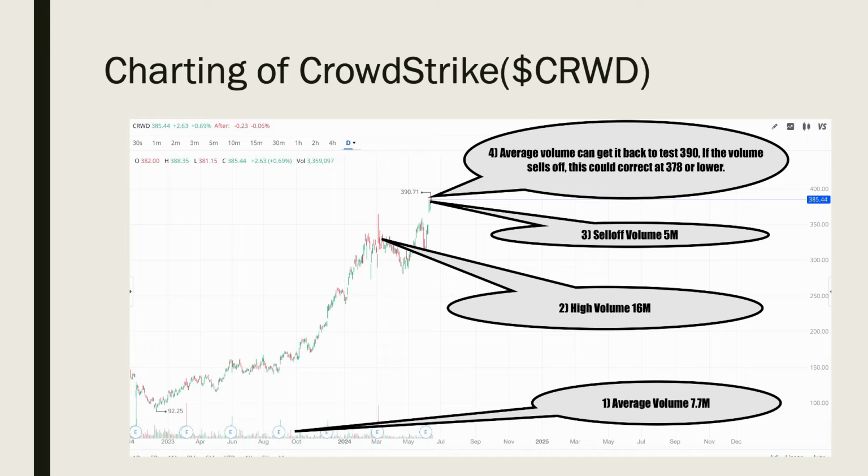The average volume on this is about 7.7 million. The high volume of 16 million took the stock to the mid 4 area. This sold off with 5 million in volume in the 390 area, which is about intraday Friday. So with the average volume, this can reclaim 390 or better. But if this sells off, this could possibly bounce at 370 or lower.